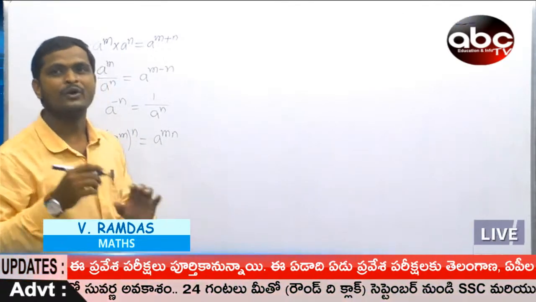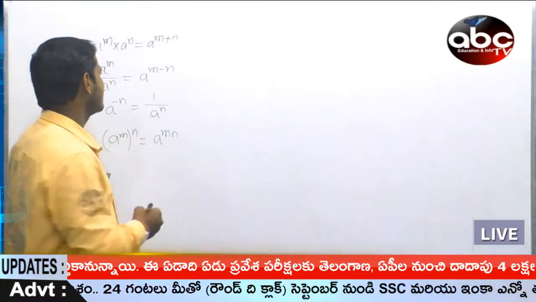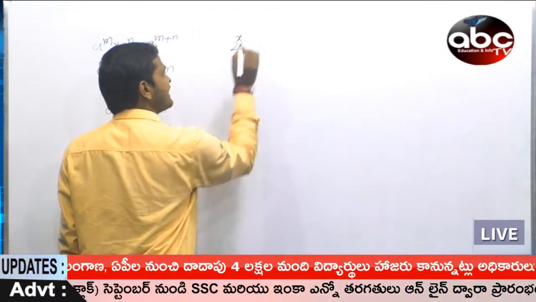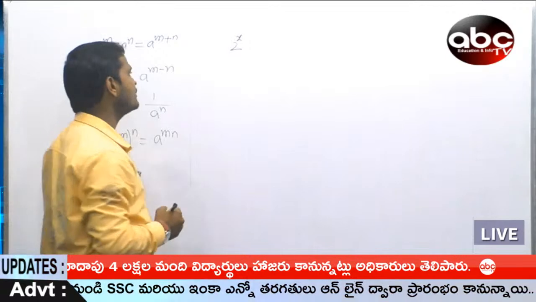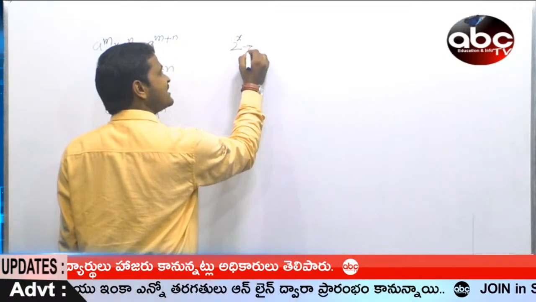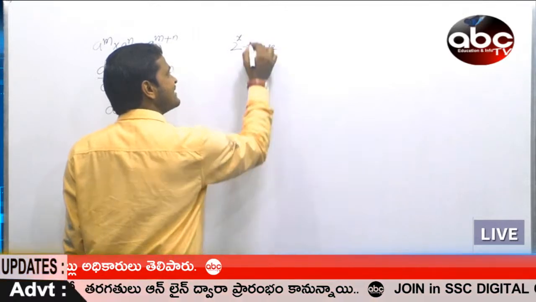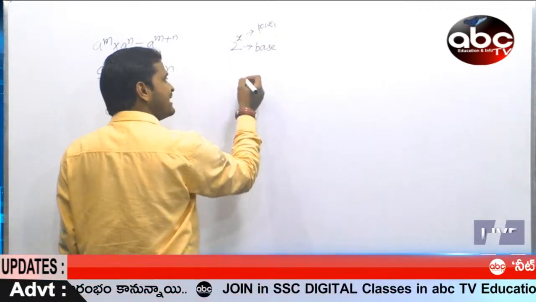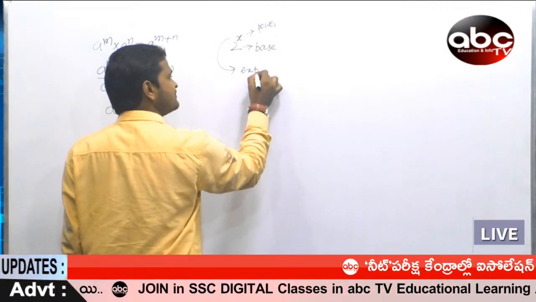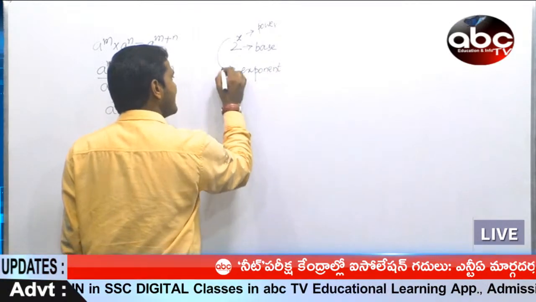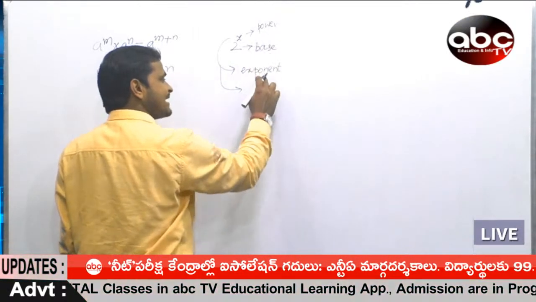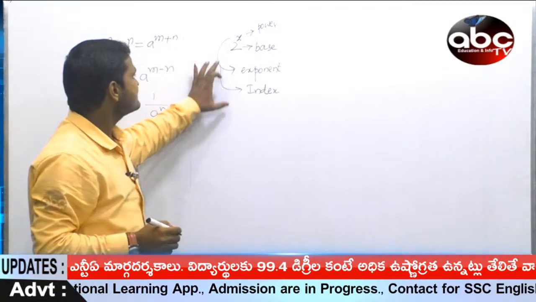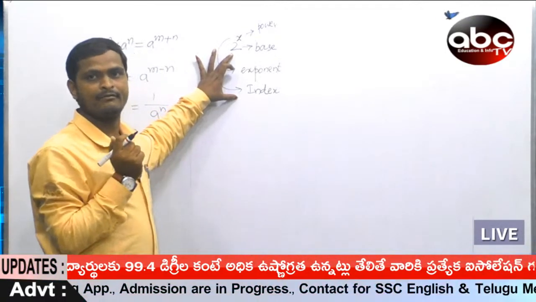Now, before knowing about logarithms, students, just see. Suppose 2 power x in exponential form. Already you know, 2 power x is nothing but, what is 2? 2 is the base. What is x? x is the power, or exponent, or index. Right? This is the exponential form.